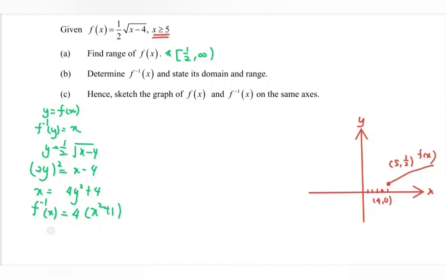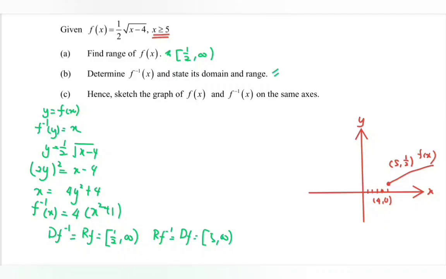So the domain for the f inverse is actually the range for the f. So in here we have the situation 1 over 2 until infinity. Whereas the range for the f inverse is actually equal to the domain for the f, where we have 5 until infinity. So that is the answer for part B.